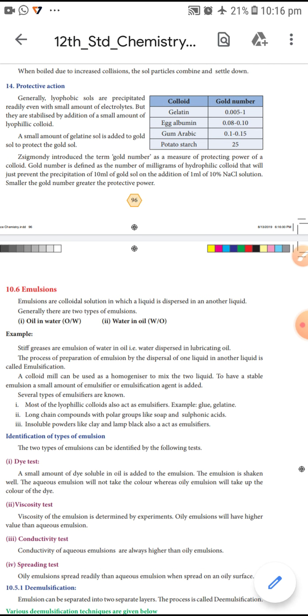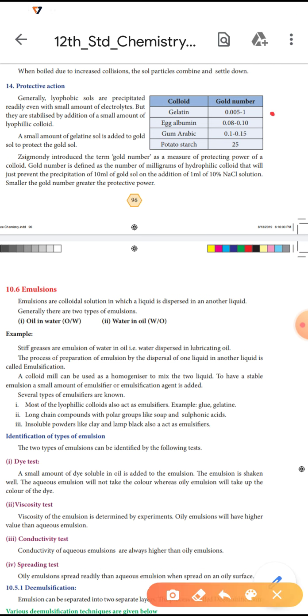See the tabular column. For gelatin, the gold number is 0.005 to 0.01. Egg albumin, 0.08 to 0.10. Gum arabic, the gold number is 0.15. Potato starch, the gold number is 25.